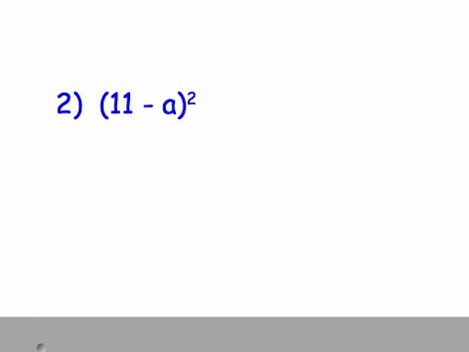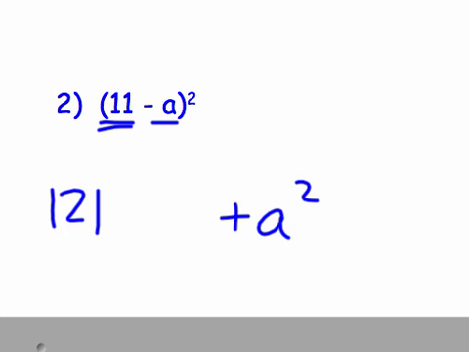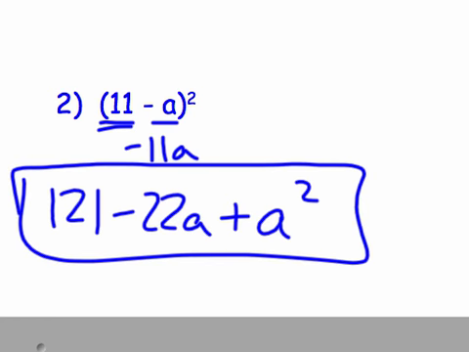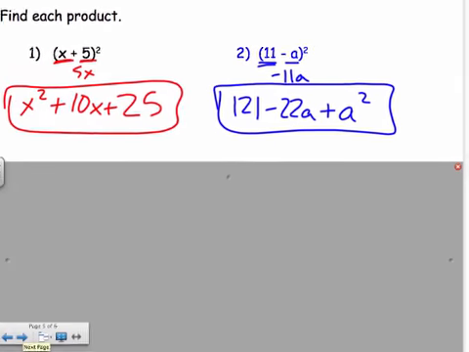Same thing with the next one, except we just have the minus sign. So I square the first term. So 11 squared is 121. Square the second term. Negative a times a negative a is a positive a squared, right? And then 11 times a negative a is a negative 11a, right? Negative times a positive is a negative, and 11 times a is 11a. And then we double it for a negative 22a. And I could write that in standard form and put my highest degree out front, but that's okay for now.